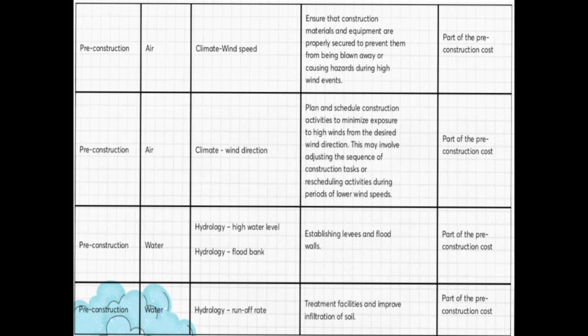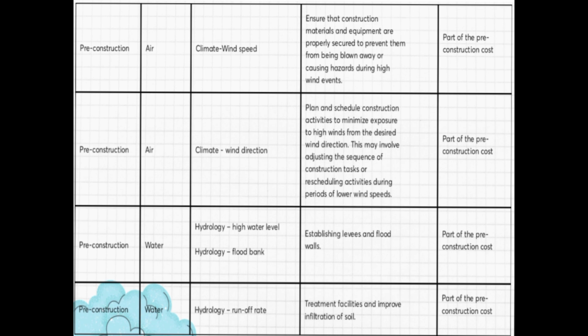Then next is the same, air, climate, and the predicted impact is wind direction. The mitigation is to plan and schedule construction activities to minimize exposure to high winds from the desired wind direction. This may involve adjusting the sequence of construction tasks or rescheduling activities during periods of lower wind speeds. Part of the pre-construction cost, that's it.